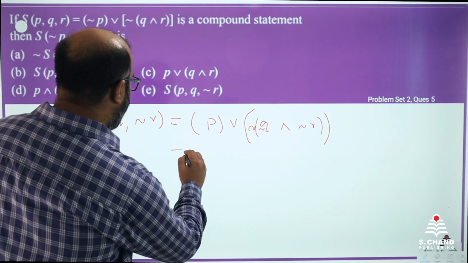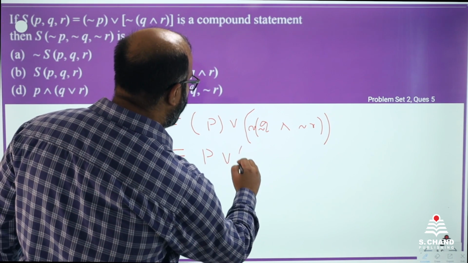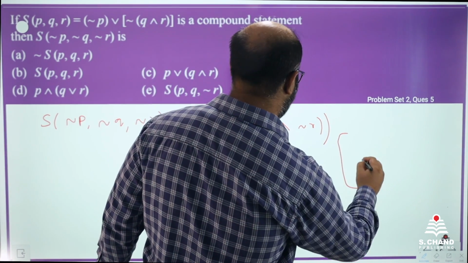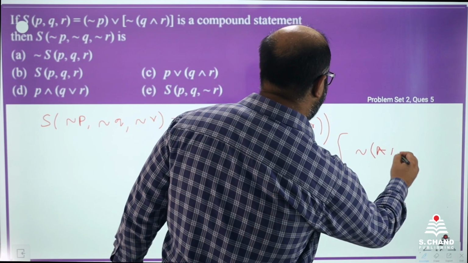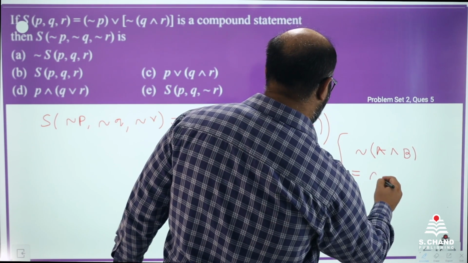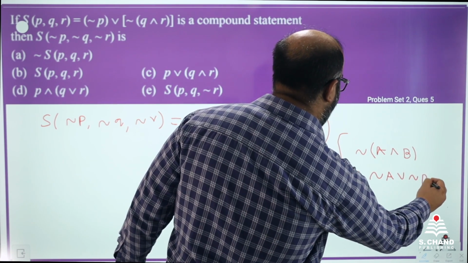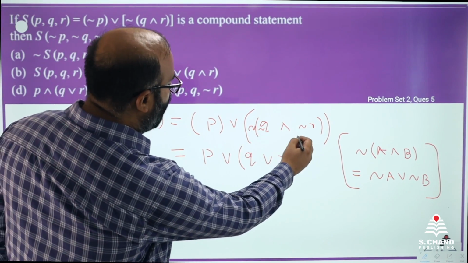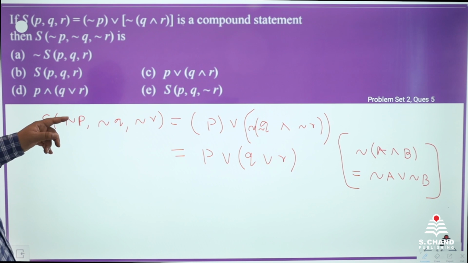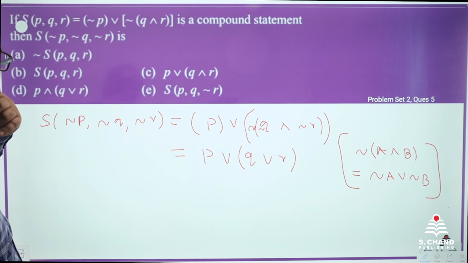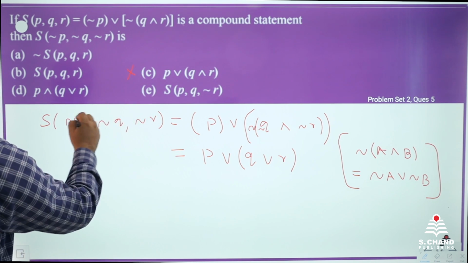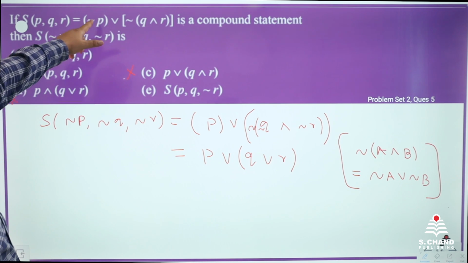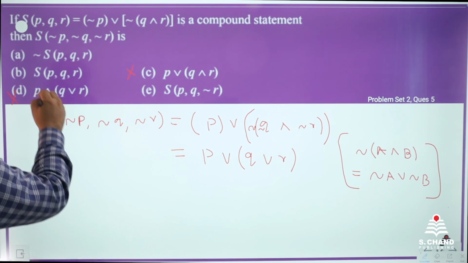Now if you evaluate this, this will become P or Q or R, because De Morgan's law says that not of A and B is equal to not of A or not of B. So and becomes or if you put the negation on both of them. So this will become Q or R. Now P or Q or R, if you see all the statements here, this is not P or Q or R. This is also not the same. This is also not the same as we know here. So this is also gone.